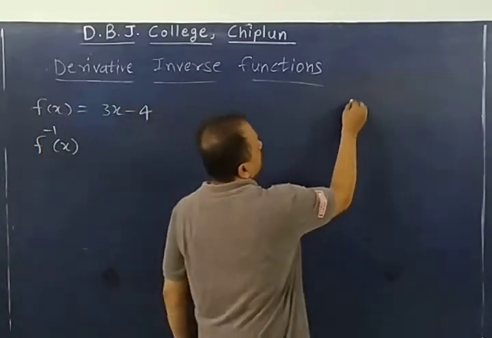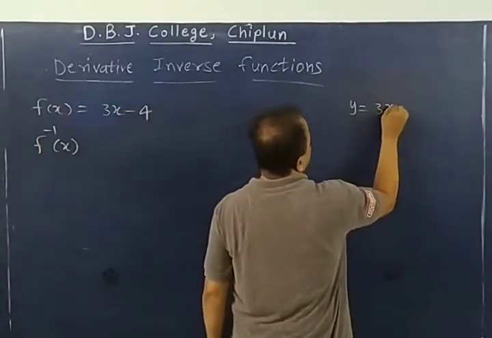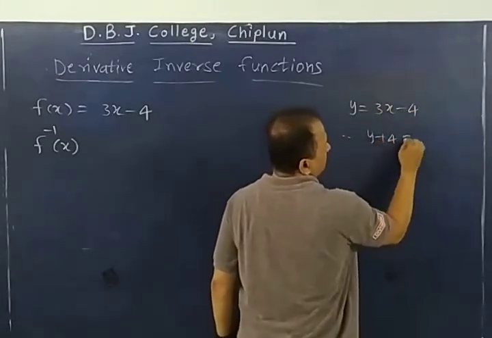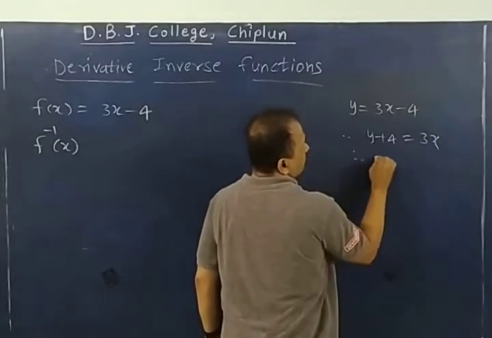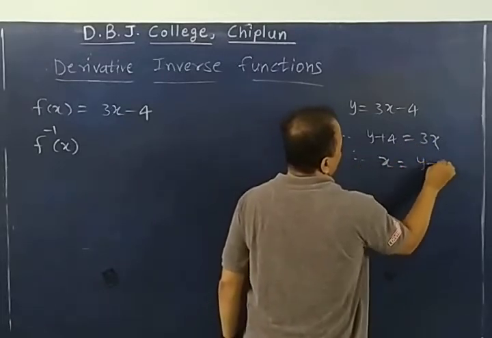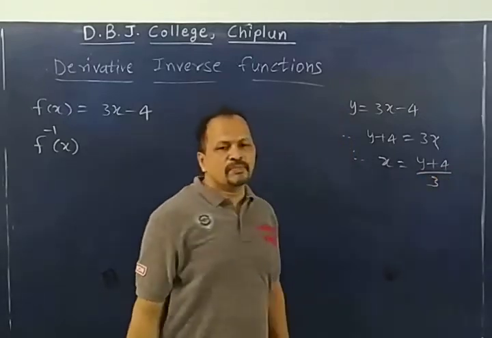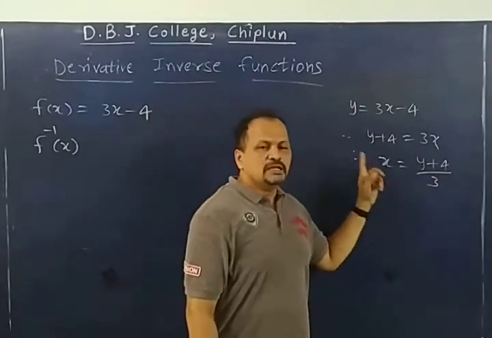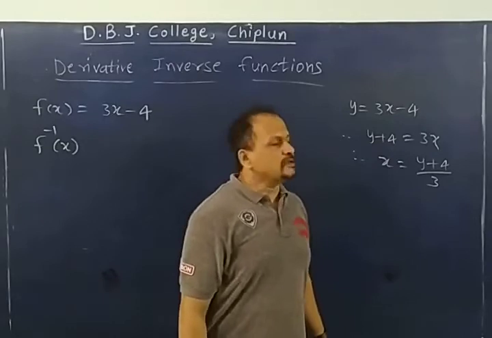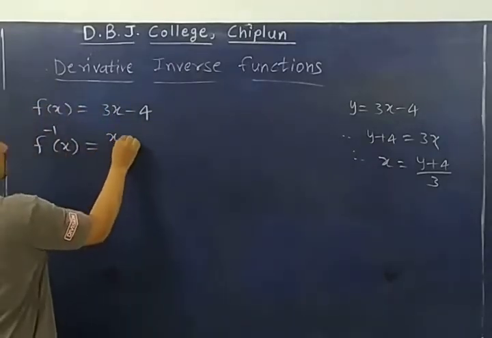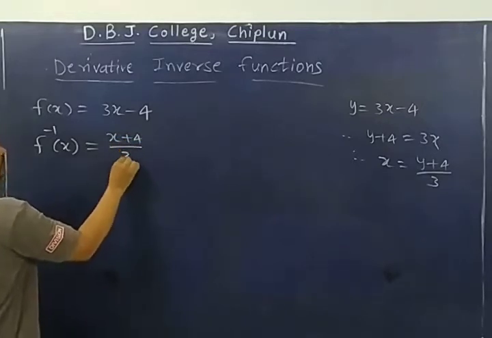Just assume that y is equal to 3x minus 4. Therefore y plus 4 is equal to 3x, and therefore x is equal to (y plus 4) upon 3. This x is the inverse function, and therefore I can say that f inverse x is equal to (x plus 4) upon 3.